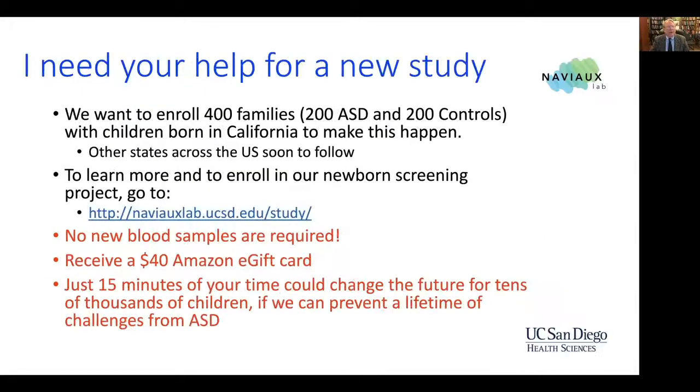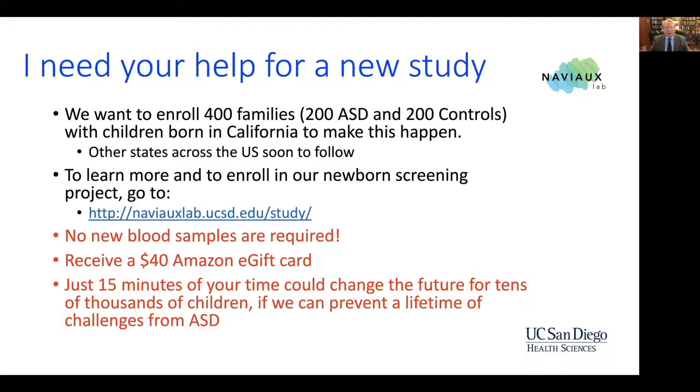So what I would like to end with is a call for your help in conducting this new study, and we'd like to enroll 400 families, 200 with autism and 200 typically developing control families who were born in California. Okay, because we're working right now with the California Universal Newborn Screening Program, but we want to expand this as soon as we can to all across America. But in order to do that, we need your help.